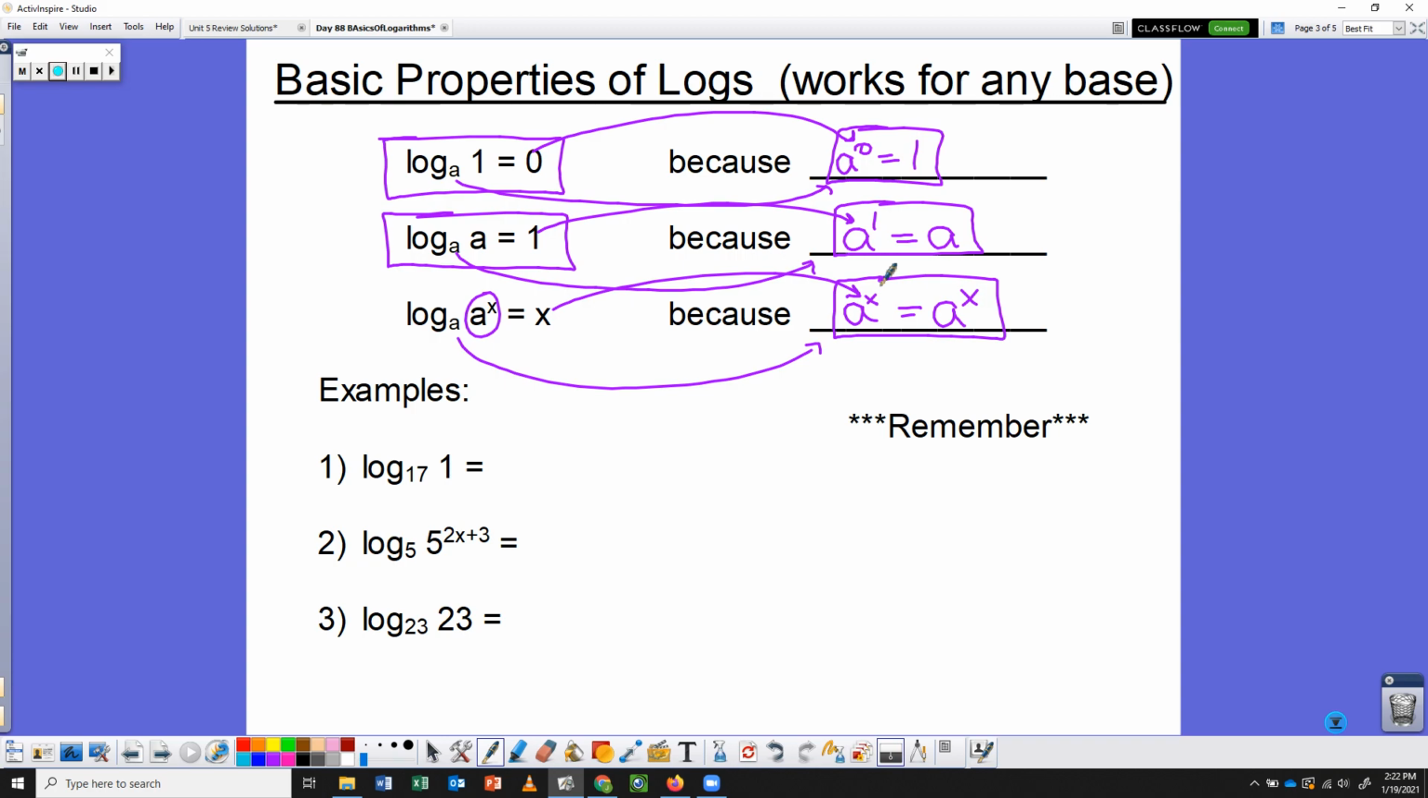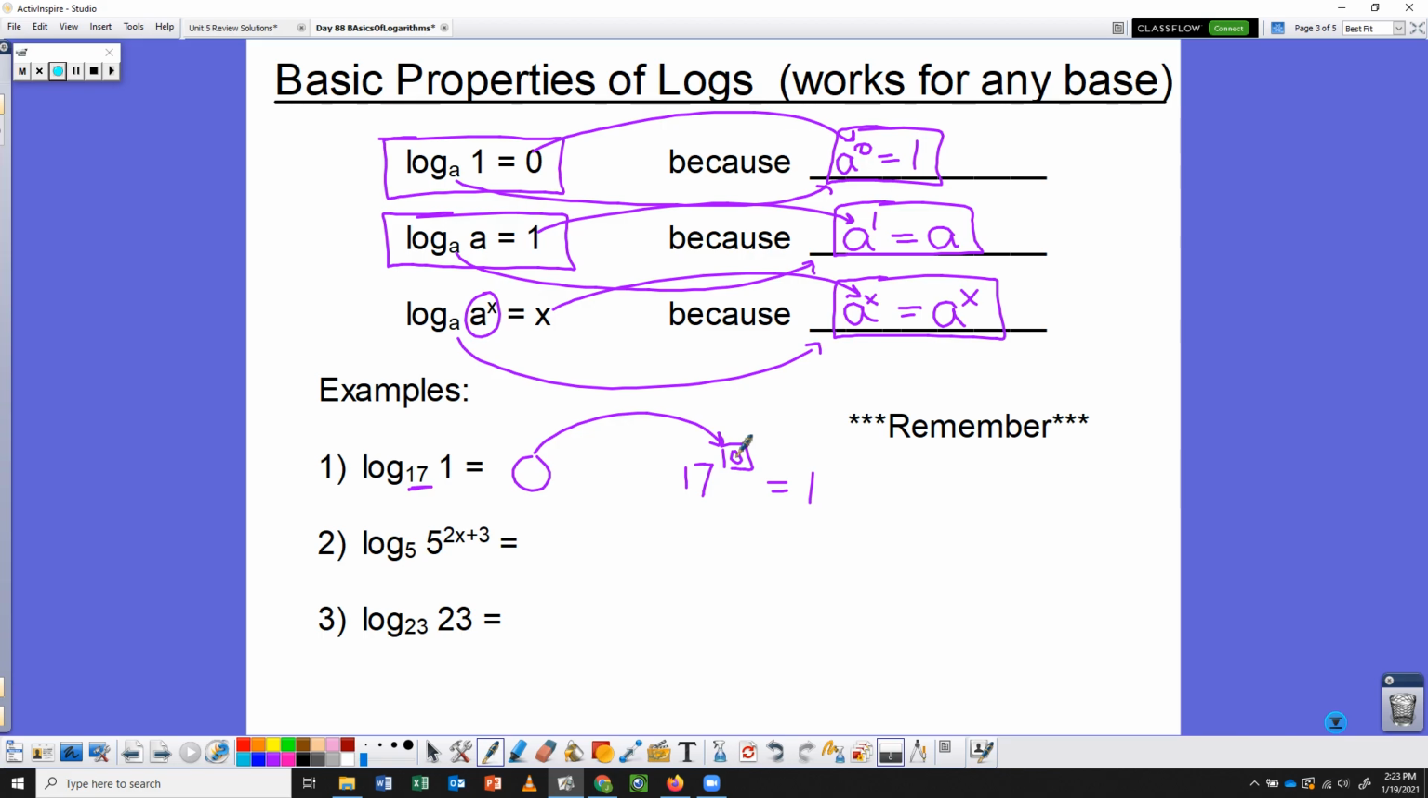All right, so let's try a couple of quick examples of using the basic properties of logarithms. Log base 17 of 1. Well, log base 17 of 1 is going to have to be 0. Why? Because 17 is my base, and I'm asking you what exponent can I put on it to make an answer of 1. Well, remember, with logarithms, the thing that goes on the side by itself is the exponent, so it would need to have an exponent of 0.